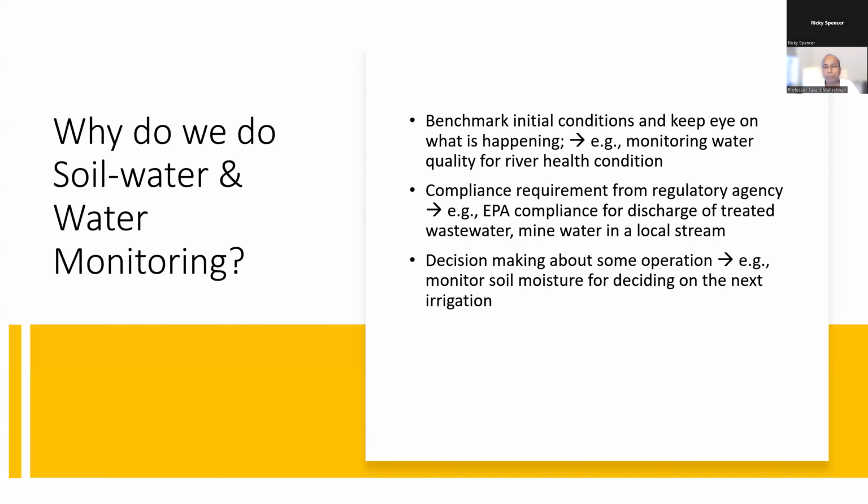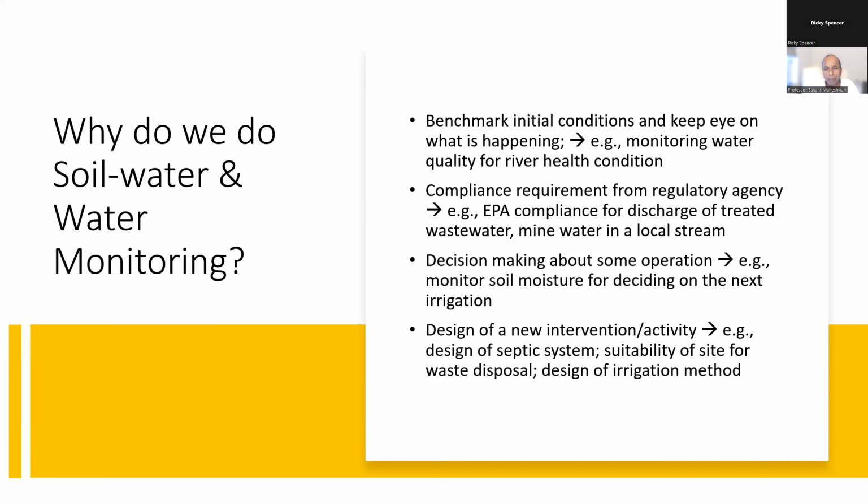It's also about decision making for some operations. We monitor soil moisture to decide on the next time for irrigation. If we can monitor, then we know how much water is available, and then we schedule the next irrigation so that we don't impact the growth of the plant and the crop yield. Monitoring can also help in the design of new interventions or activities. For example, design of a septic system, a suitable site for waste disposal, or the design of an irrigation method all require some sort of monitoring. If we have the data, it helps to make an informed design.